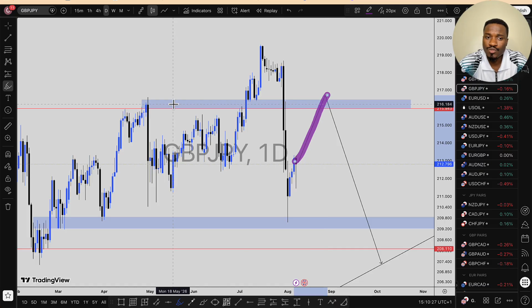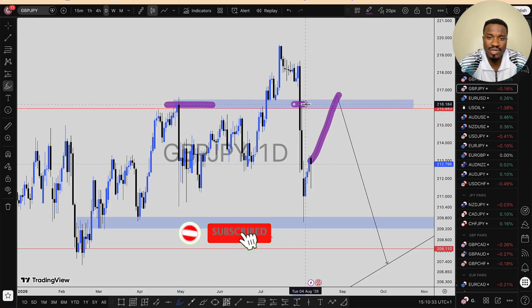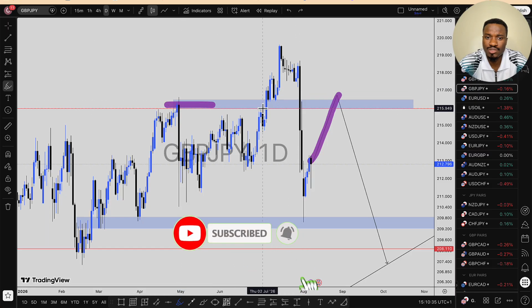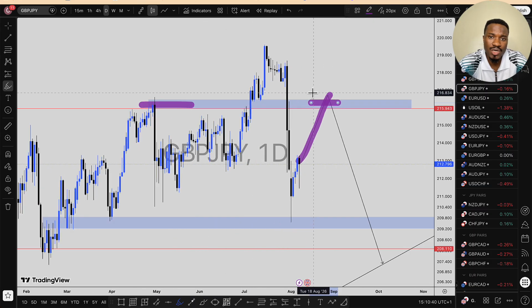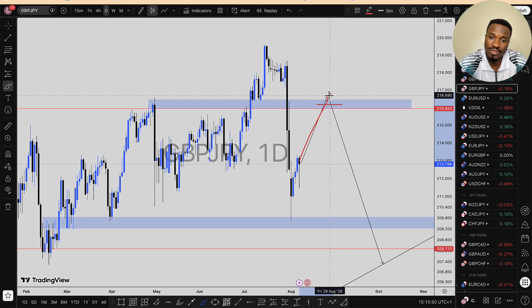And don't forget, this level had once acted in the past as a supply zone. Price broke it right here. We were expecting a break and retest, but it failed. So this supply zone right here is still active as a potential supply. So next week, if buyers can push price all the way up, then the level which could act as a hindrance is at this level right here. So price may push right here, and the supply comes in right here to dominate and push the price all the way down.